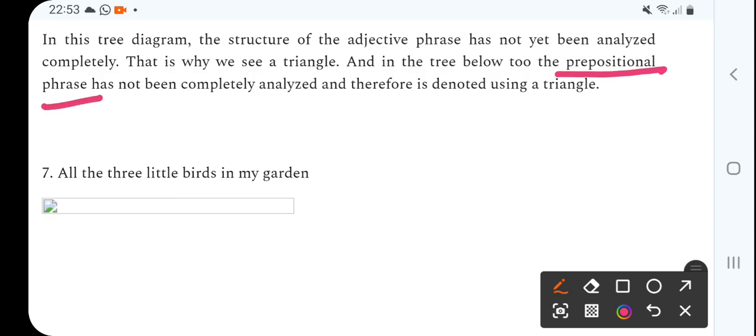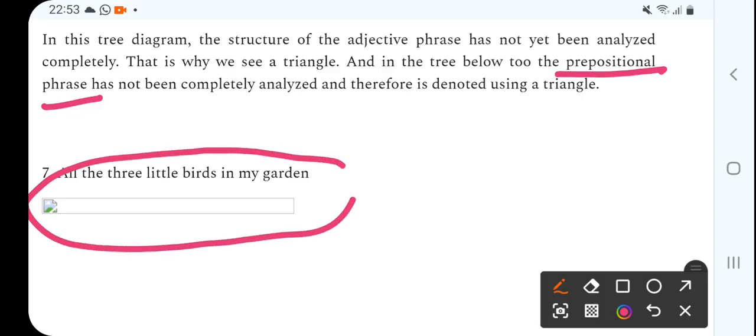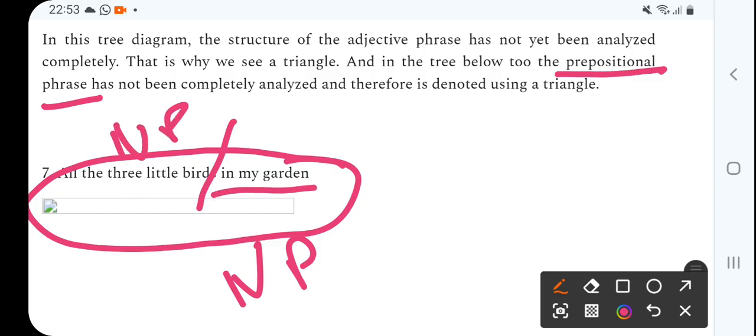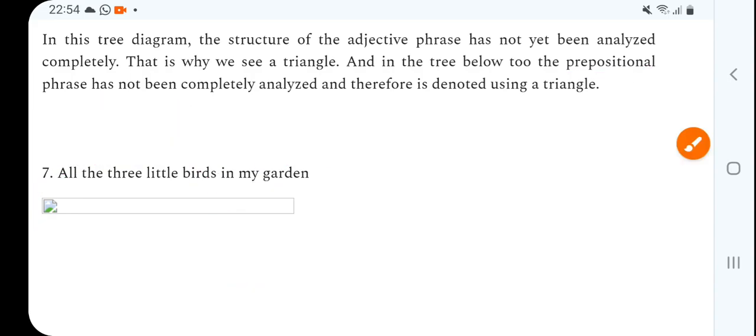All the three little birds in my garden, that whole is called a noun phrase. Then "all the three little birds" as a whole is a noun phrase, and "in the garden" is the prepositional phrase, because "in" is a preposition.